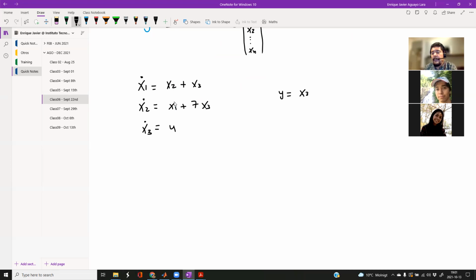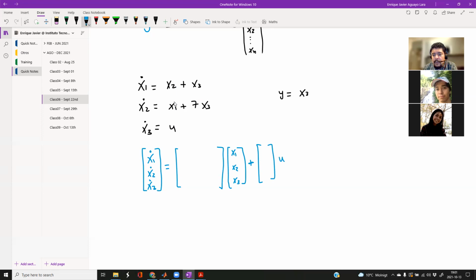What does each of the variables mean in here? I have no idea. I'm just writing these variables from the top of my head. But all of these can be written in a matrix form, where I will have x1, x2, x3 equal to something times x1, x2, x3 plus something times u. So how do I write these equations here?